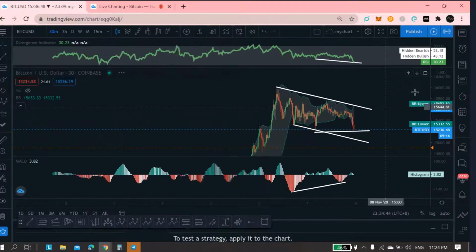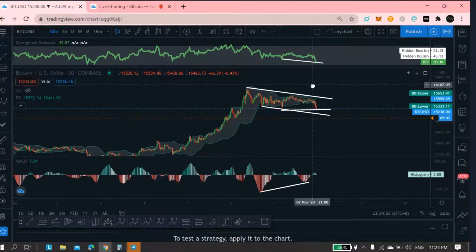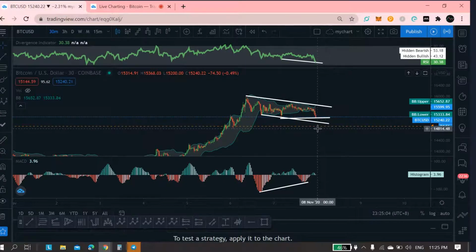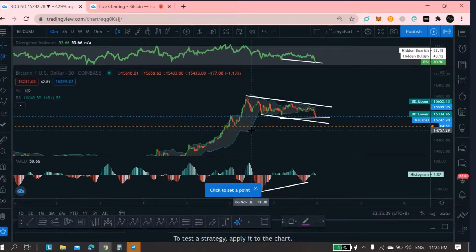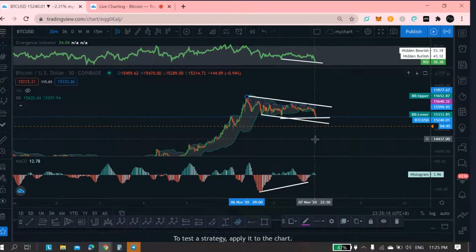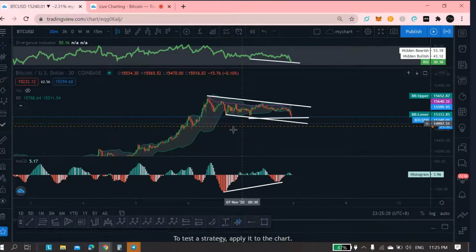Wait, let's check. Oh, actually, we can use this one also. The VWAP. Actually, I have never tried this one, but yeah, I'll try to use this one in my next trades.